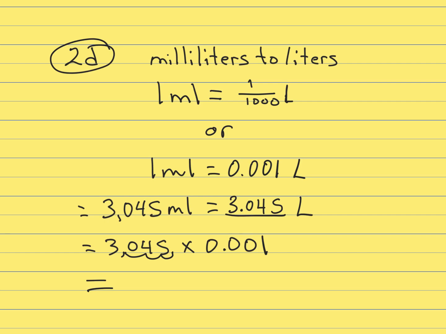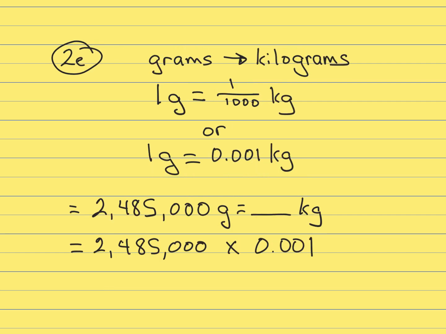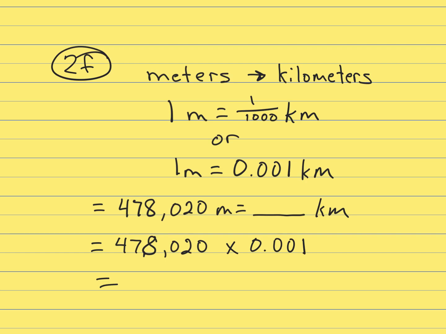3.045 liters. Okay, here we're changing grams to kilograms. 1 gram is equal to 1/1000th of a kilogram. So it would take 1,000 grams to equal a kilogram. Or we can write it in decimal form. So we get down here, we're writing this in decimal form, and remember we would move over the decimal point from here, 1, 2, 3, and so we would have 2.485 kilograms.